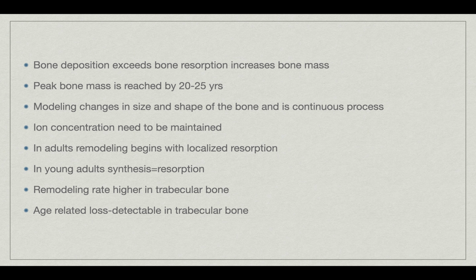And in young adults, remodeling will begin with localized reabsorption. In young athletes, really, synthesis is in equilibrium with reabsorption, and the remodeling rate is generally higher in the trabecular bone, and age-related loss is detectable in the trabecular bone, which is kind of why people shrink.